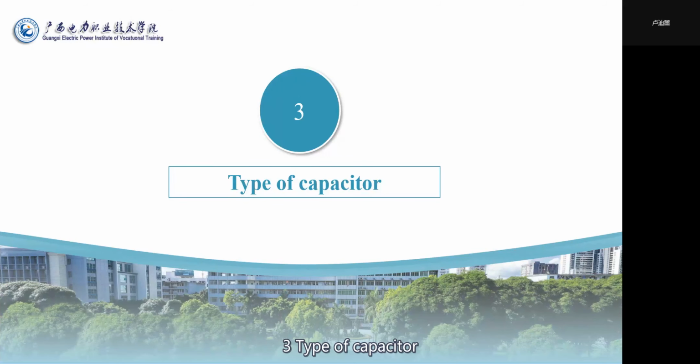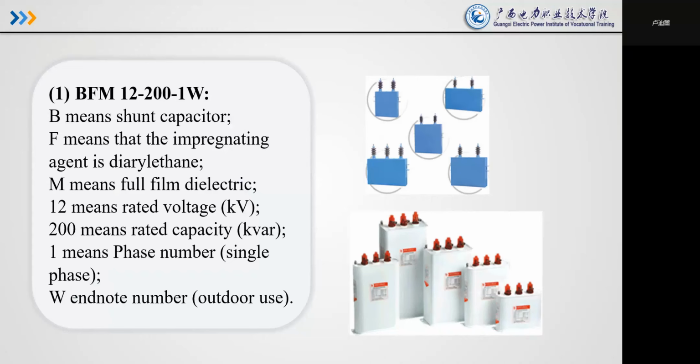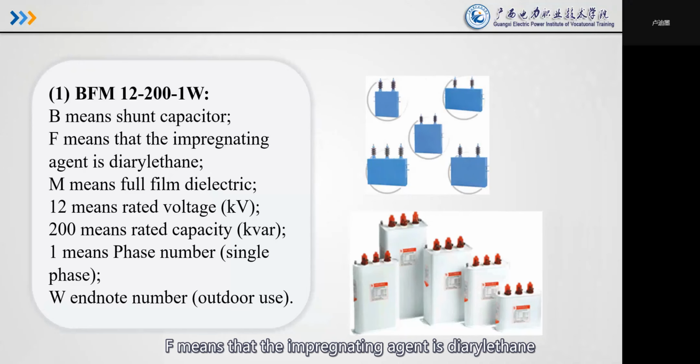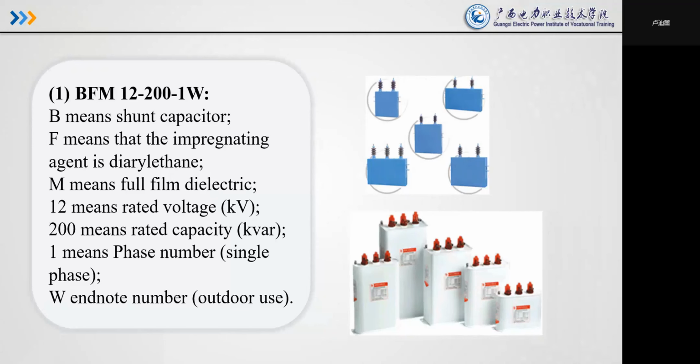Three, type of capacitor. 1. BFM 12 200 1 W. B means parallel capacitor. F means that the impregnating agent is di-aryl ethane. M means full film. 12 means rated voltage. 200 means rated capacity. 1 means phase number. W means the redundant number.